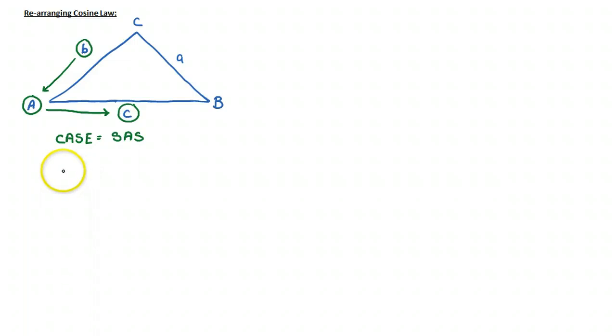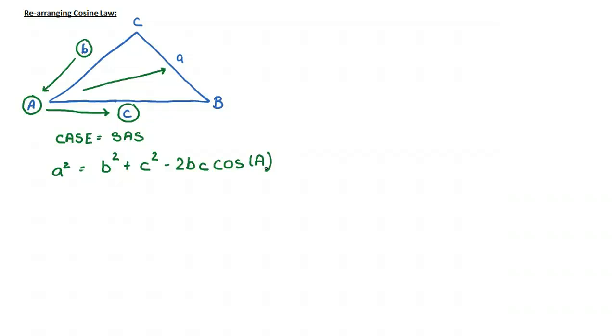And so we could write out the cosine law in that case as a squared, because in this case I'm always solving for the opposite side. So a squared is equal to the square of the other two sides, b squared plus c squared, minus 2bc cos of a. So what that shows us now is that given this side angle side situation, we can solve for the opposite side.